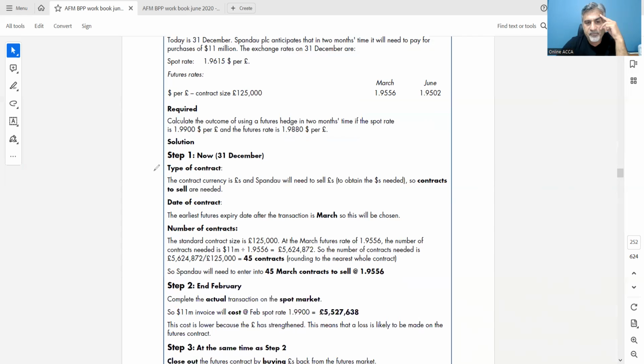So it says that type of contract, the contract currency is sterling, and the spender will need to sell sterling to obtain the dollars. So the contract is to sell. Always, like I said, think in terms of home currency. You need dollars, but needing dollars means that you need to buy dollars. But then don't say that it's a buy contract. The contract is not for buying dollars. The contract is for selling sterling. This is what you have.